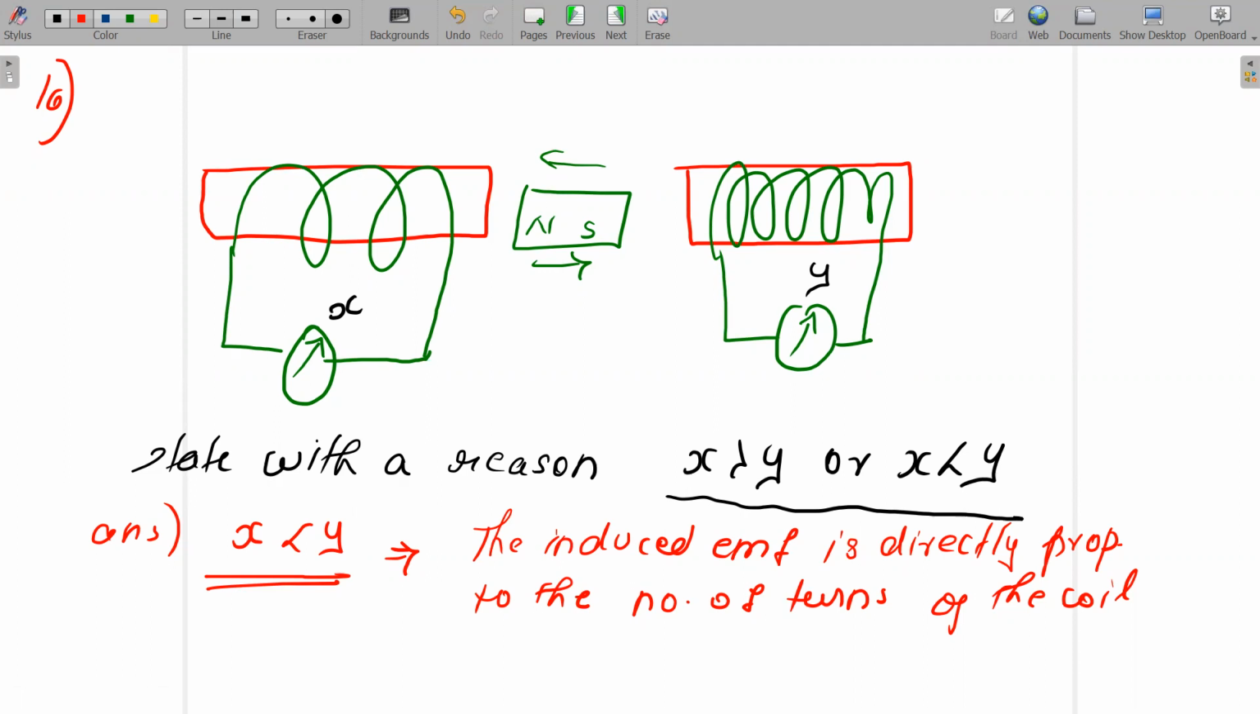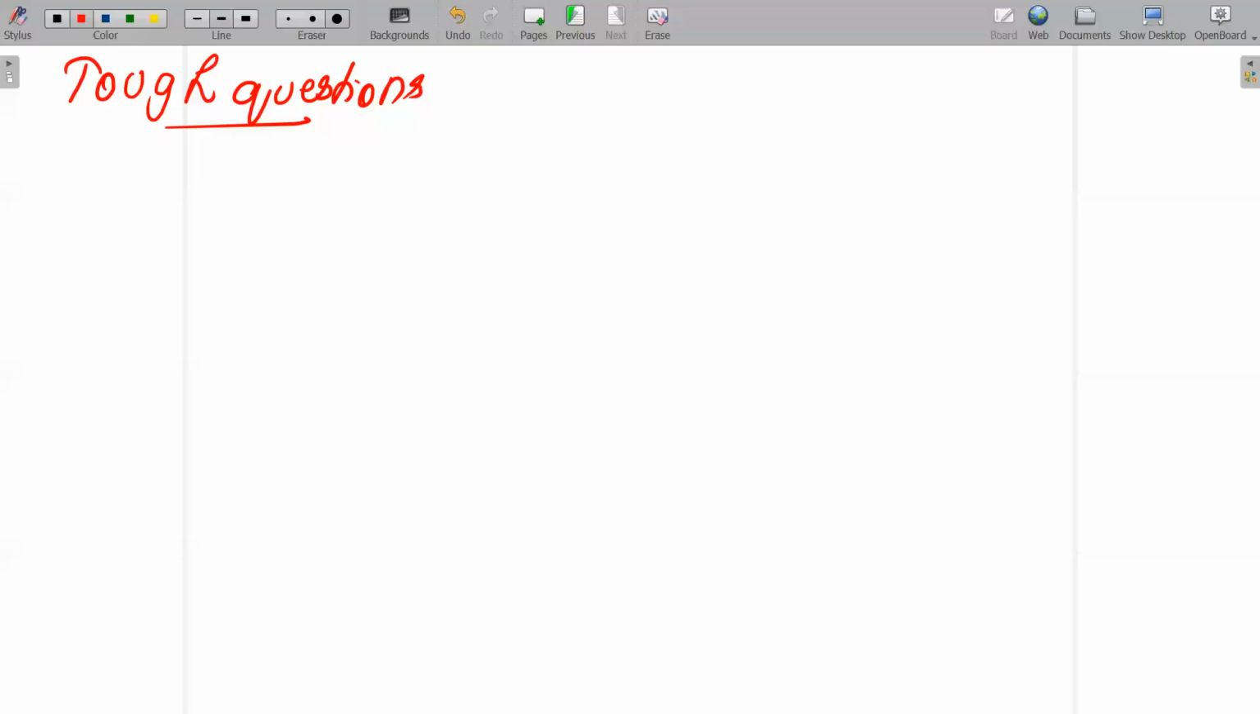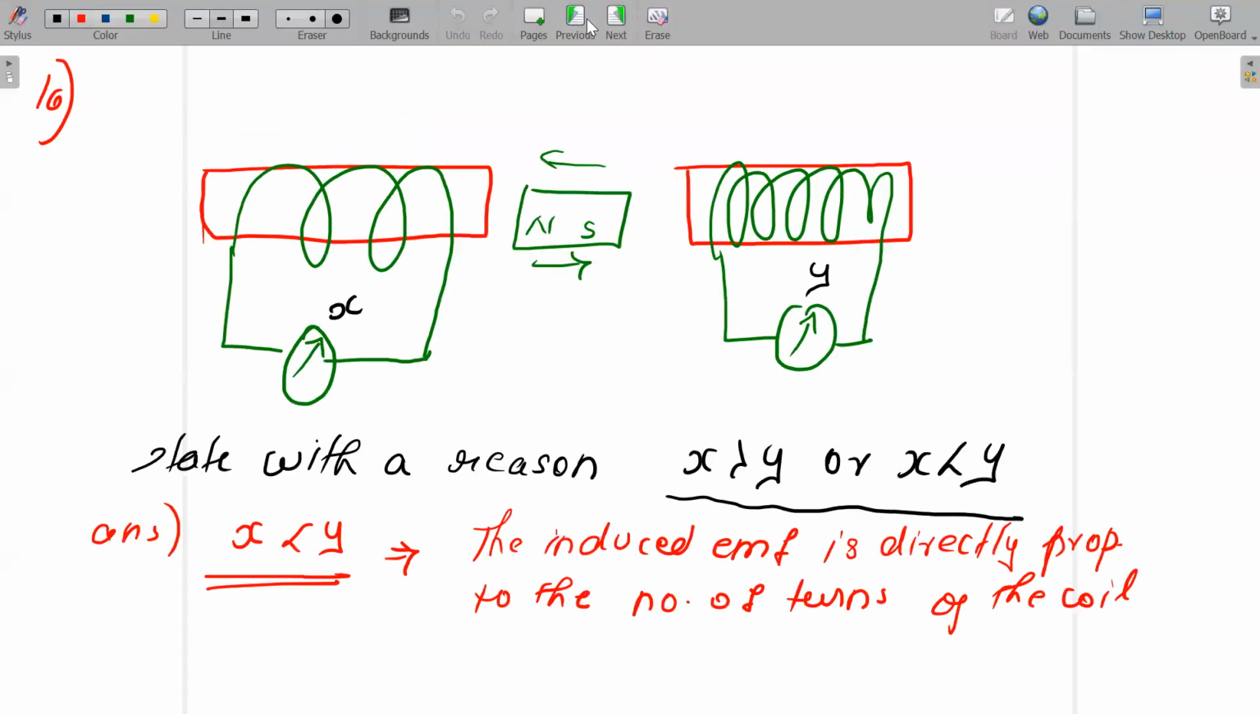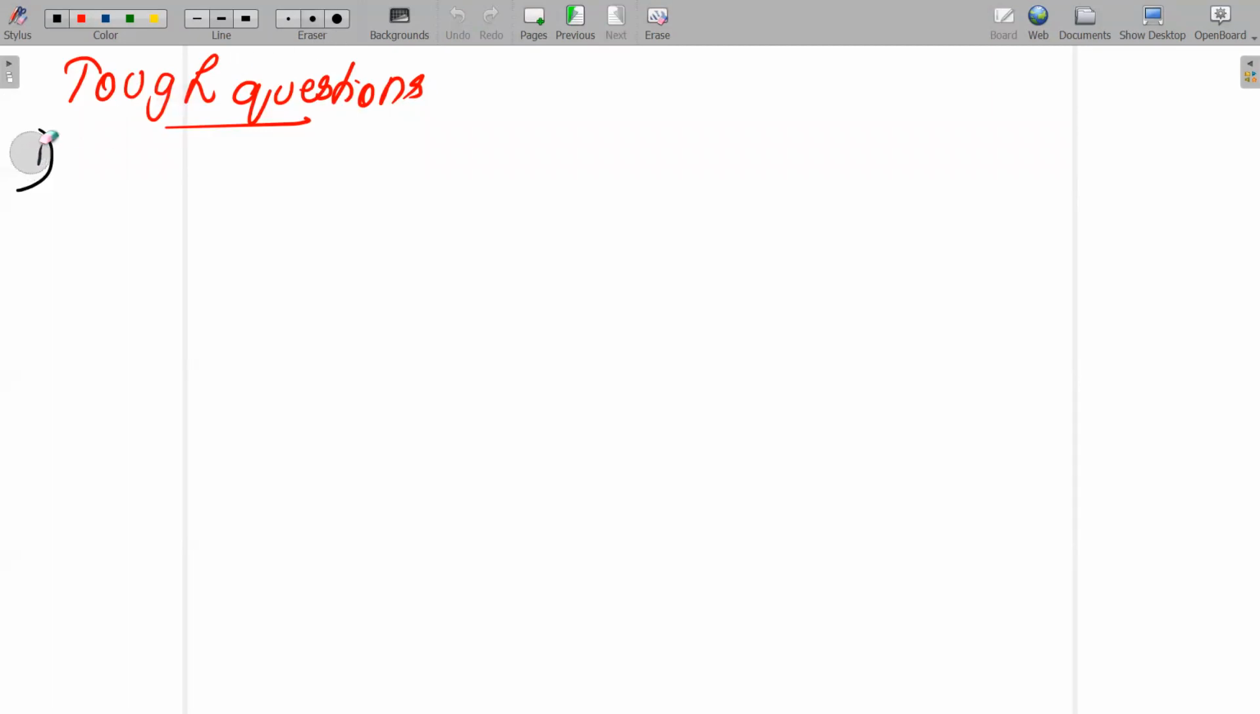Happy? So these are the different types of 2-mark questions which you can expect. Understood? 2-mark or 3-mark questions, only 2-mark you can expect. So how many questions did we solve? 16 questions we solved from different chapters. I hope you got a basic idea. Okay, we can take a 2 minute break. Tough questions. We'll start from question number 17, so we'll get a count, right? How many questions I solved? 17, right?